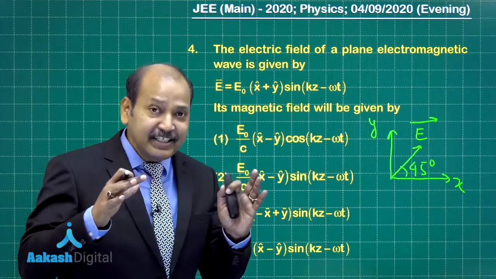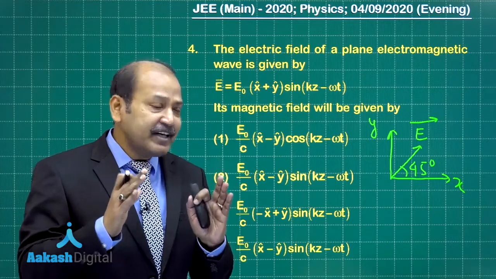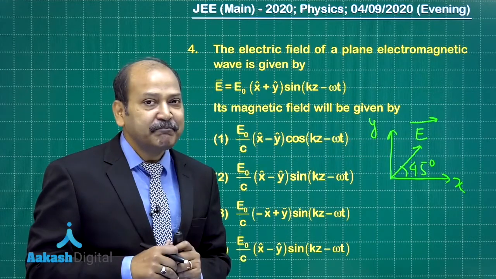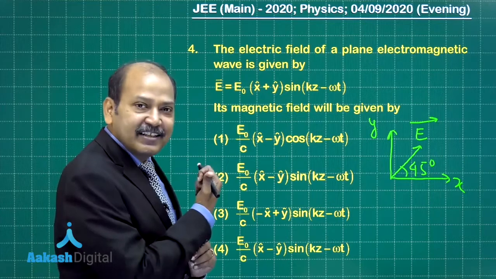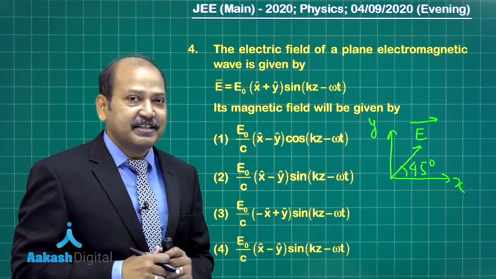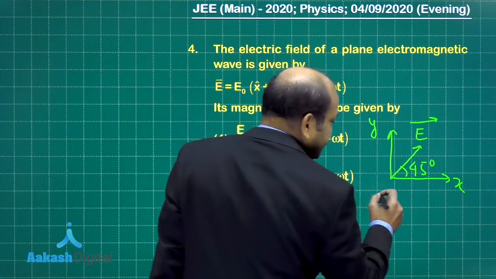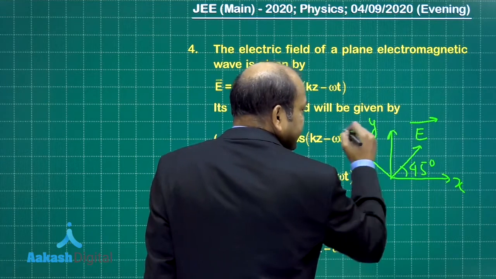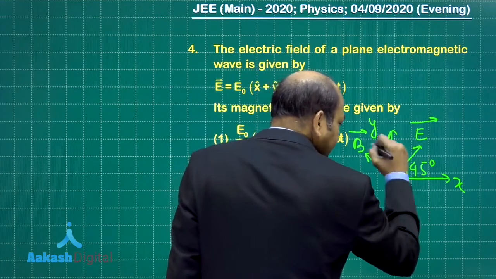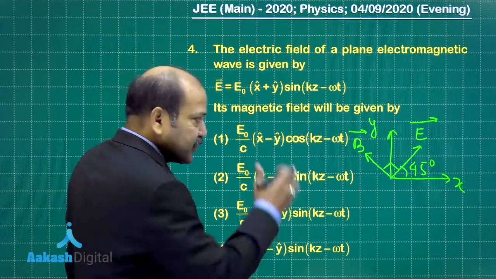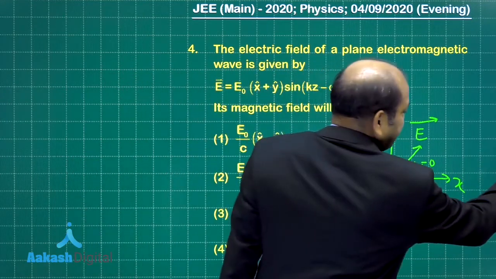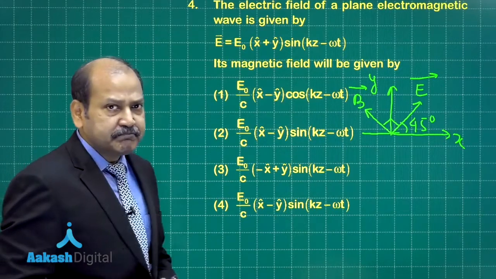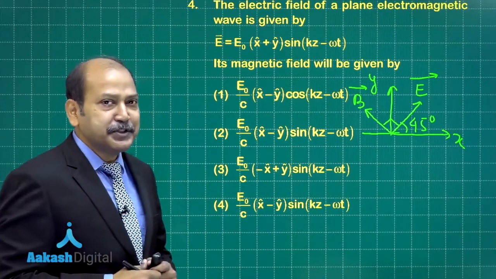So combining these concepts, that means the magnetic field is oscillating in the xy plane. It is perpendicular to the E vector, and E cross B is in the direction of the positive z axis. Means that the magnetic field vector at this moment should be drawn like this, right? This is how the magnetic field vector is to be drawn. This angle is going to be 90 degree. Well, the unit vector in the direction of the magnetic field, in fact, is (minus x cap plus y cap) divided by root 2.